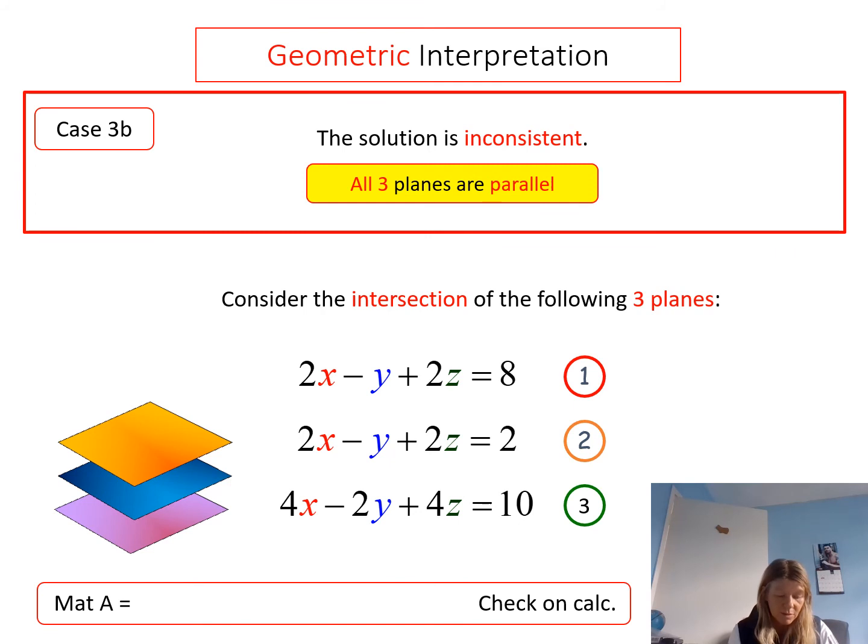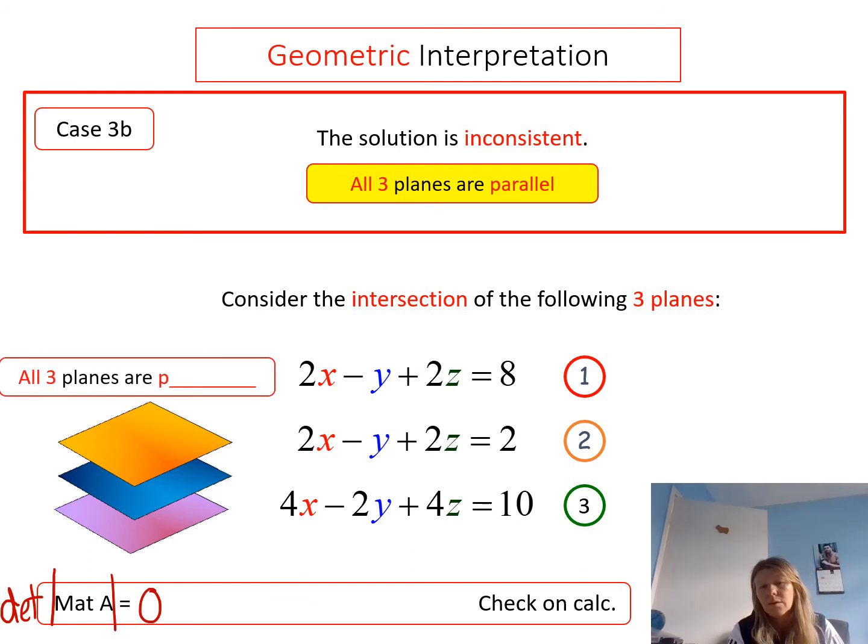That's pretty obvious. Now if you press exit, exit, then option, and then F2 for matrix again, and do determinant of mat A, you should get 0. So here, det of mat A equals 0. Check it on your calculator. And these 3 planes are what we call parallel.